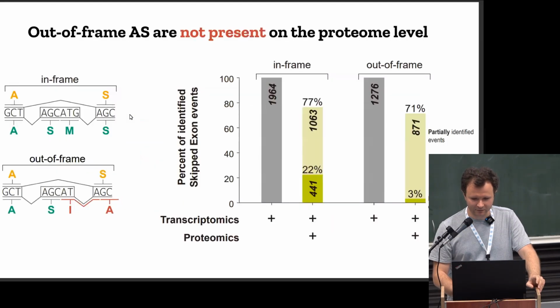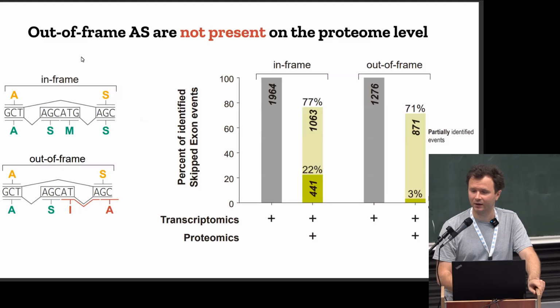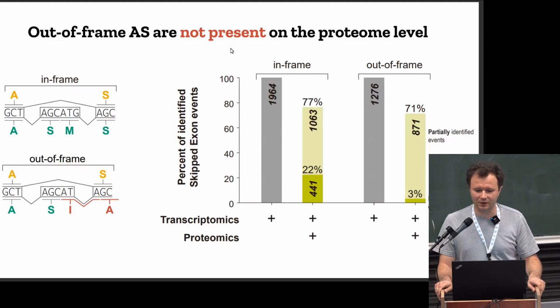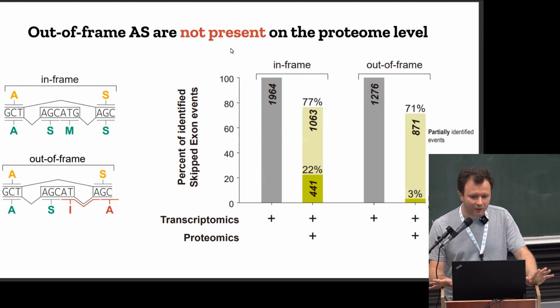So one thing we found out, thanks to our collaborators, is that there's one particular type of splicing which is apparently frequently happening. It's called out-of-frame alternative splicing. And we proved that this out-of-frame alternative splicing is not present on a protein level. But okay, let's start simple, right? What is this out-of-frame splicing?